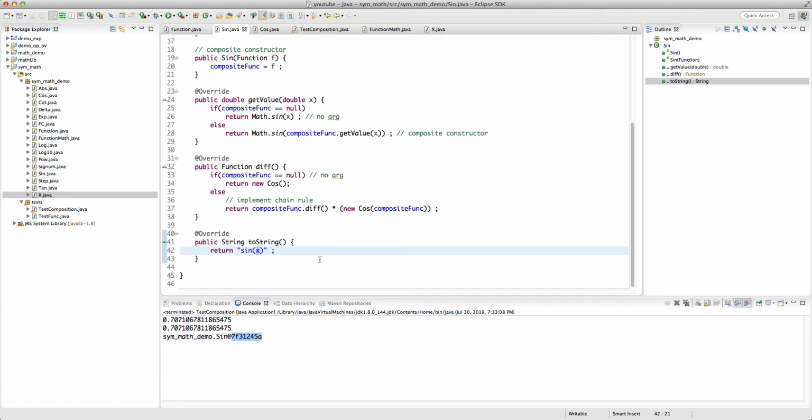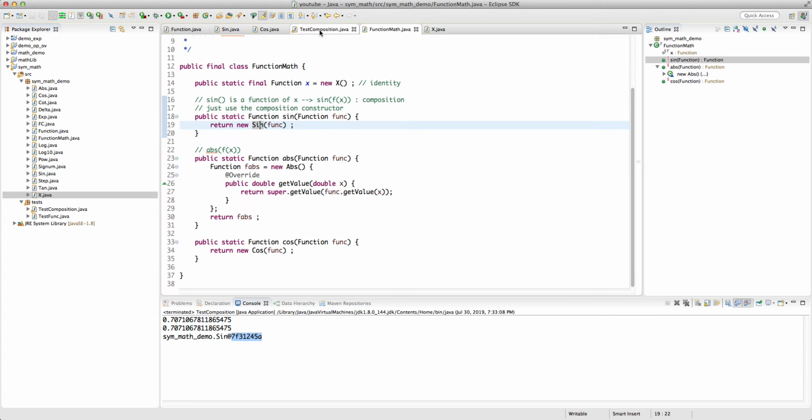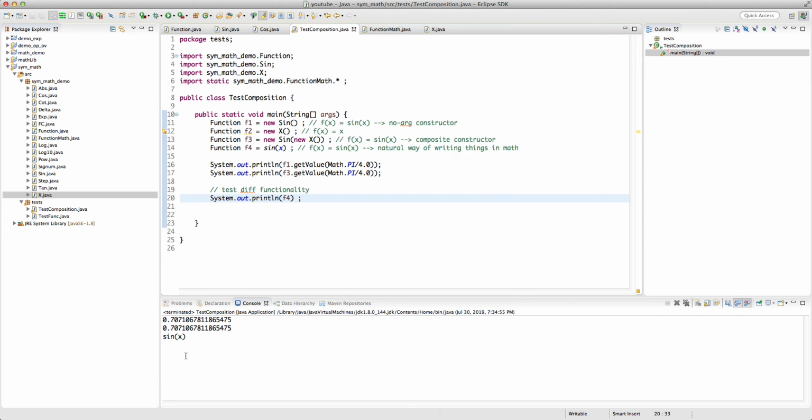And for the sine, what we're going to do is %s.format, and we're just going to print composite function to a string, something like this. Or maybe, let's break this down, plus composite function to a string plus this. Okay, and sine of x, let's see what happens here. It prints sine of x.